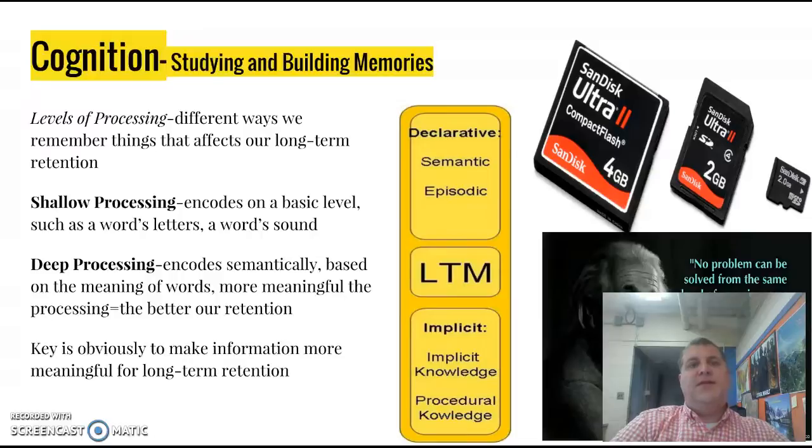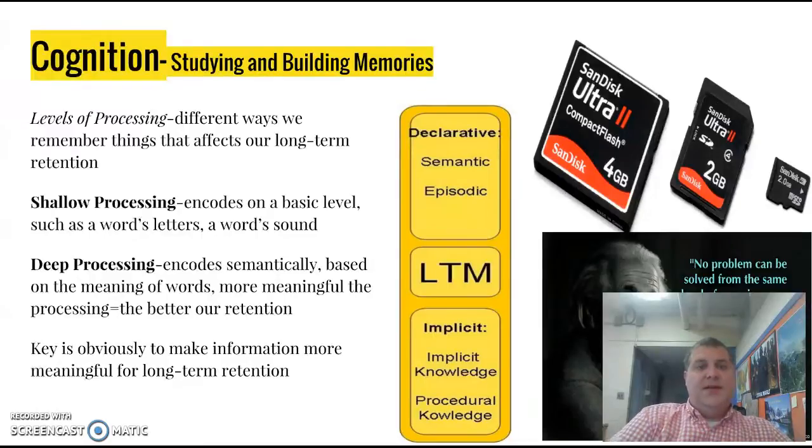Levels of processing, there's a couple different ways we remember things that affect our long-term retention. Shallow processing indicates at a basic level, such as the word sound. This is basically shallow processing is definition. So you remember sun is big gas ball in the sky.